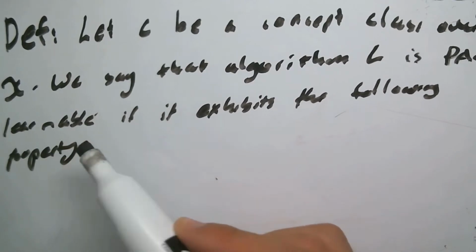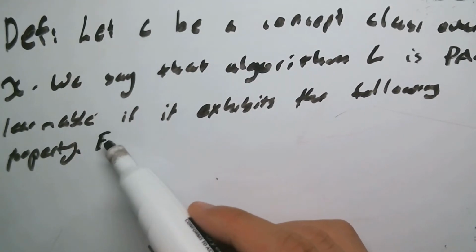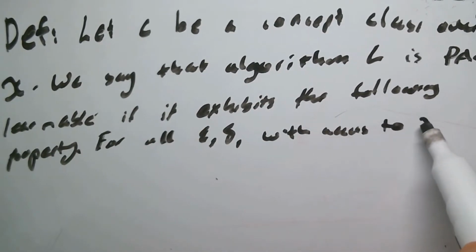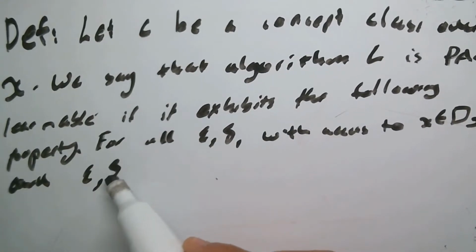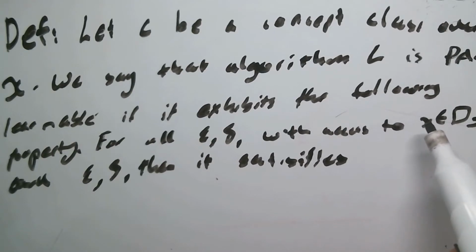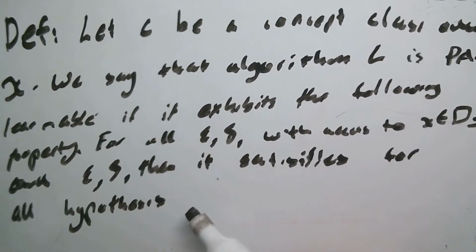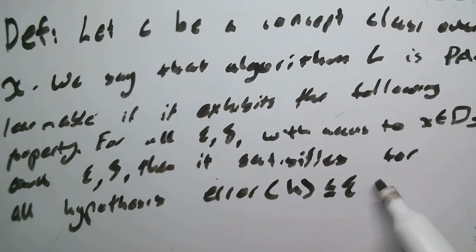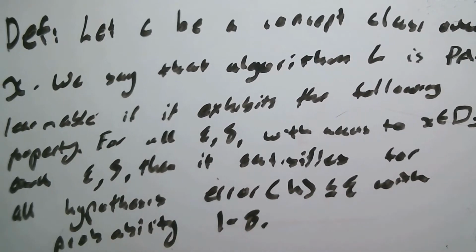For all epsilon and delta between 0 and 1/2, with access to some way of getting samples and inputs epsilon and delta, it is possible to output a hypothesis h in big H such that the error of h is less than epsilon. What's more, we say that C is efficiently PAC learnable if L can learn C in polynomial time in 1 over epsilon and 1 over delta.